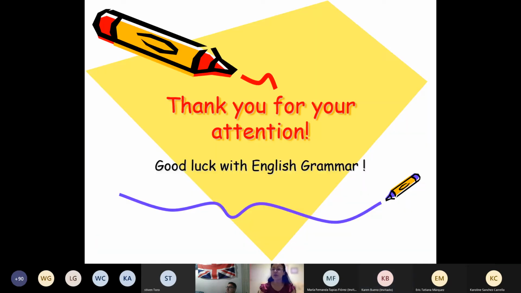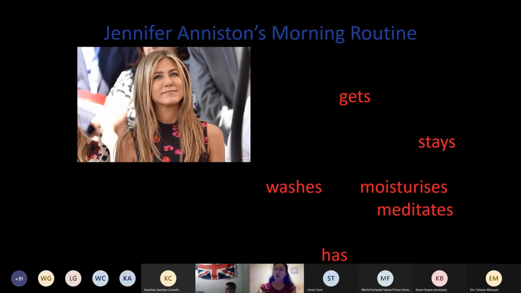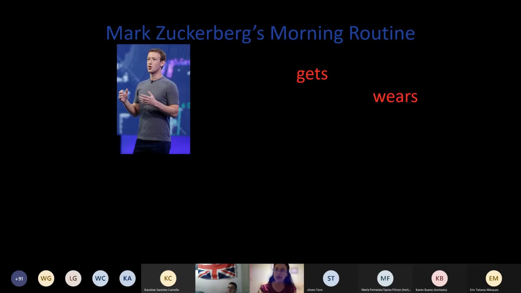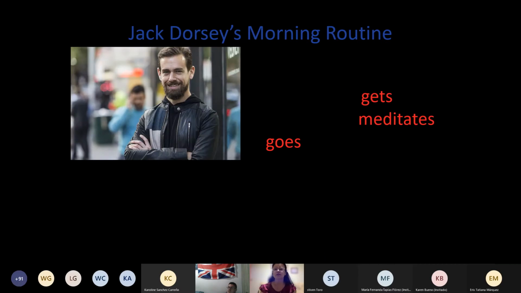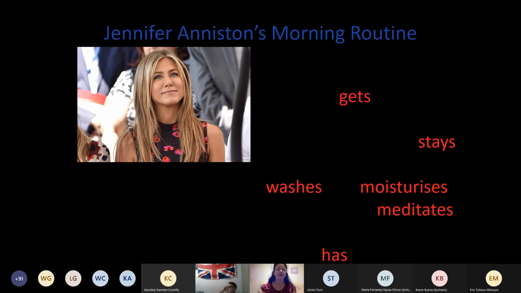We are going to continue with another activity where you see when you use the present continuous, the present simple, sorry. And here, as I told you, you use the present simple when you are going to express a routine, no? A routine. So, for example, here you have Jennifer Aniston. She is a very famous actress, no? Do you remember her?